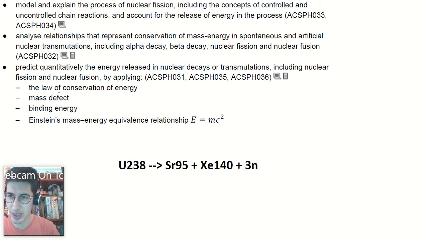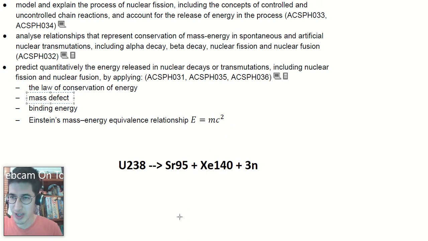So we can look at this in terms of conservation of energy, we can look at it in terms of mass defect, binding energy, and E equals mc squared. So law of conservation of energy, energy before has to equal energy after. So the mass energy before has to equal the mass energy after. We know that mass is kind of like a type of energy. We can see that through Einstein's relationship, E equals mc squared. So we know that it's the mass energy that has to stay conserved.